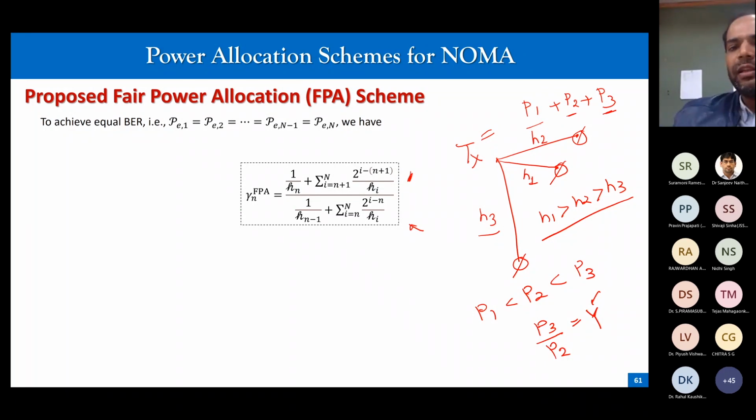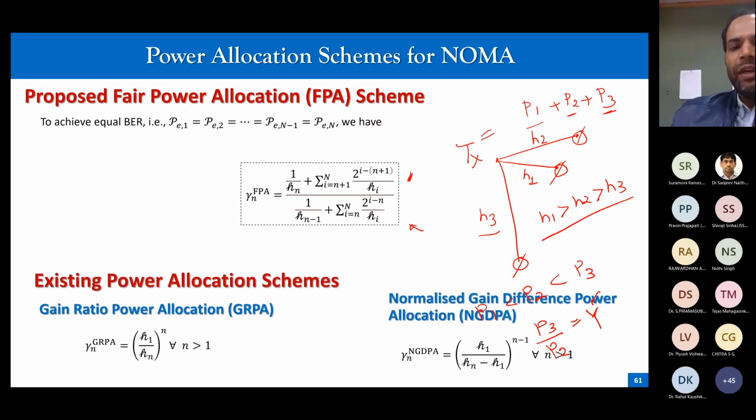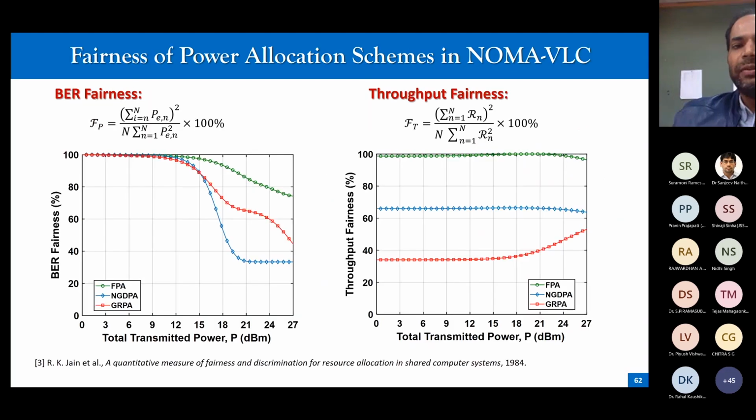It's slightly complicated, and this is the formula that we can use, and this will ensure that all users will have the same BER performance. And we have compared with the existing power allocation schemes, GRP and NGTPA, and we can see that our proposed power allocation scheme is much better, both in BER fairness and throughput fairness, than the other 2 schemes.